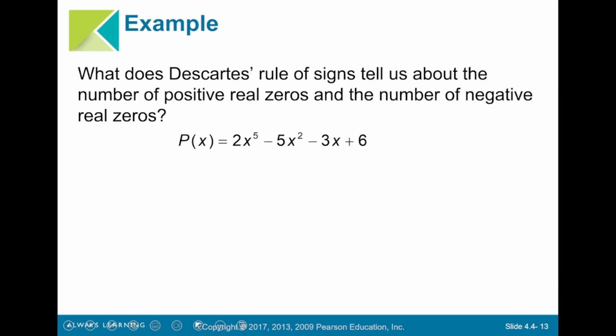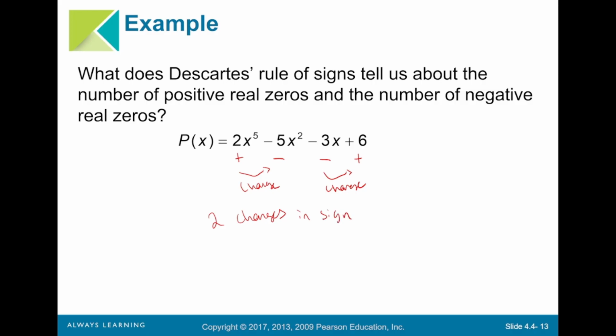What does Descartes' rule of signs tell us about the number of positive real zeros and the number of negative real zeros? Let's identify our signs first. Here we have a plus, then a minus, and a plus. So here I see a change, and here I see a change. So that means that we have 2 changes in sign.